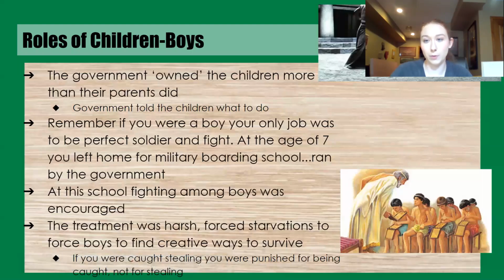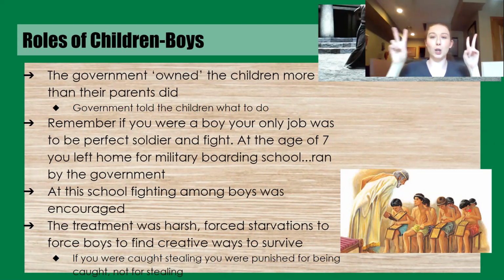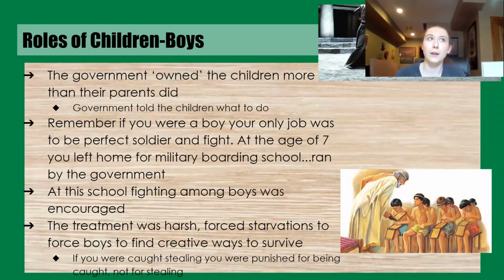Okay, let's talk about Spartan boys. The government basically owned the children more than their parents did. What I mean by that is, basically your parents today, they parent you, they tell you what to do, they tell you how they want things done, they teach you how to be a good citizen. They teach you manners. They teach you how to dress. They teach you basically how to be a human being.